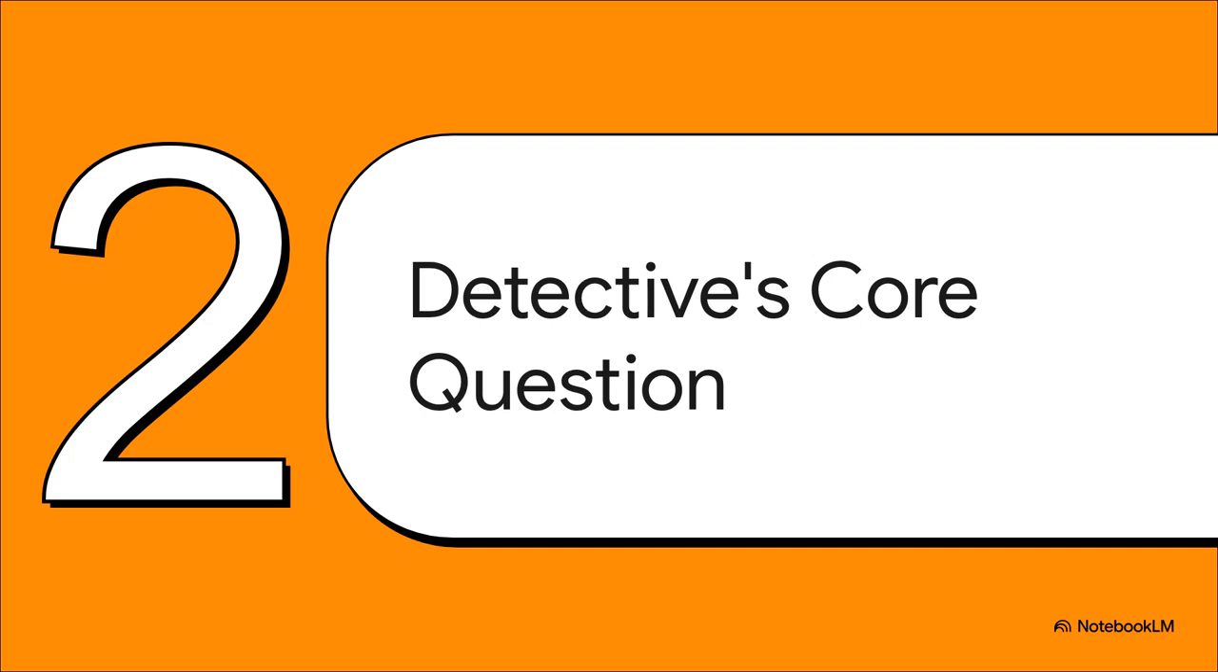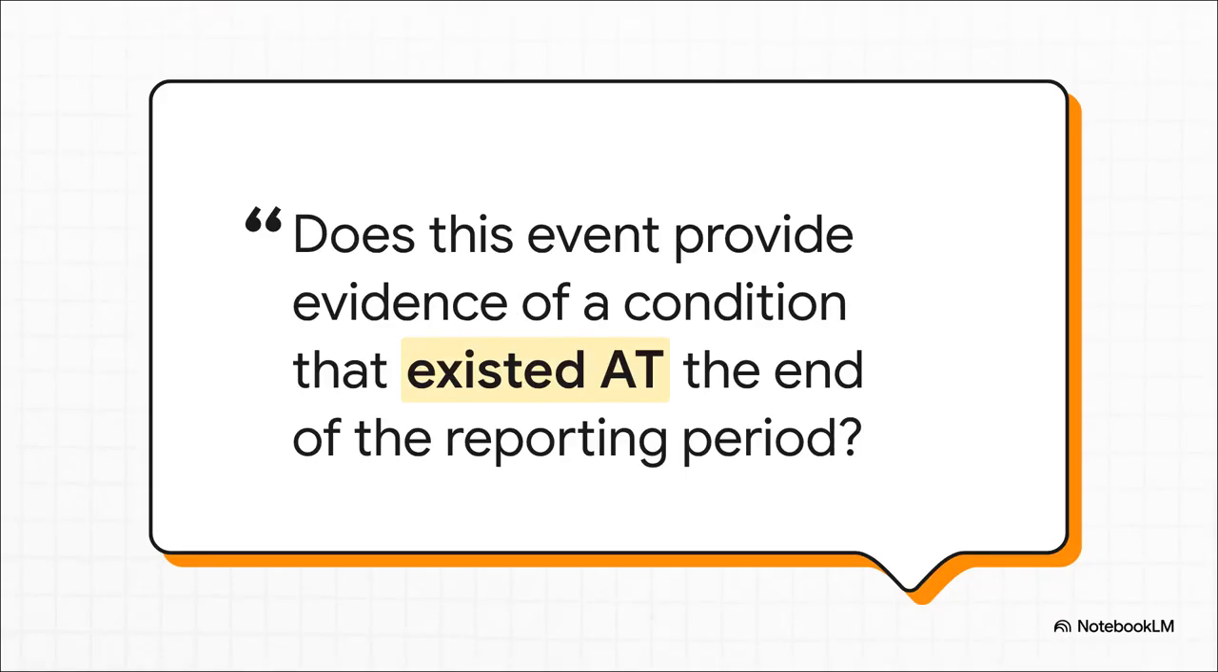All right, we've got our time frame locked down. Now, every good detective needs a key, right? A single question that cracks the whole case wide open. And this is it. This is the absolute heart of IAS 10. Does this event provide evidence of a condition that existed at the end of the reporting period? Just let that sink in. Every single thing that happens in that in-between window gets run through this filter. Was this problem already there on December 31st, just hidden, or is this something totally new? The answer to that question sends you down one of two completely different roads.